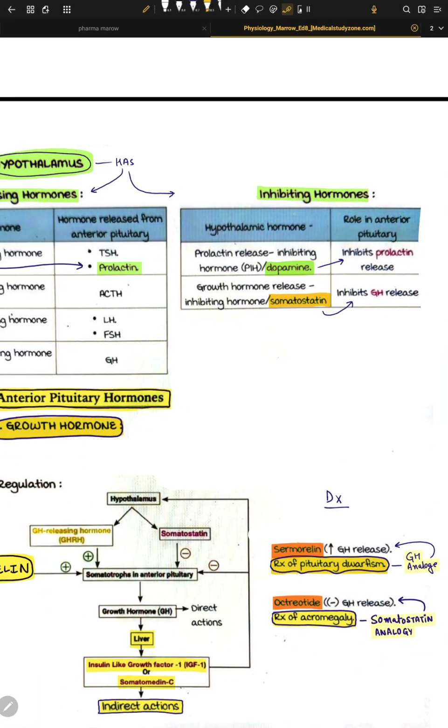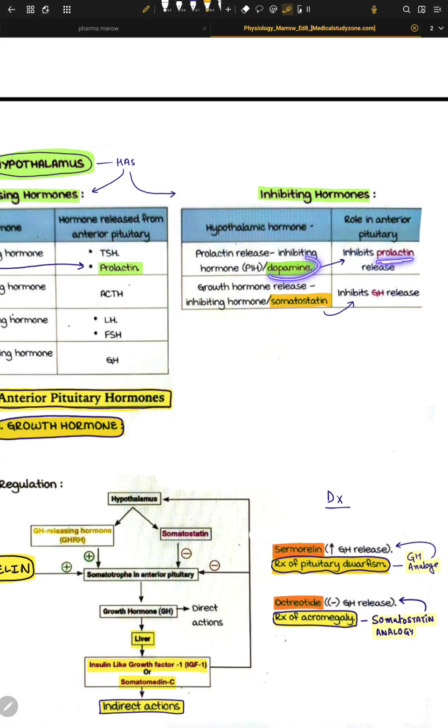Why do we need to inhibit this? Because prolactin is not made in large quantity, so we need good brakes on it. We need to release prolactin in a very measured fashion. That's the thing. So we need brakes for prolactin, and those brakes are dopamine.